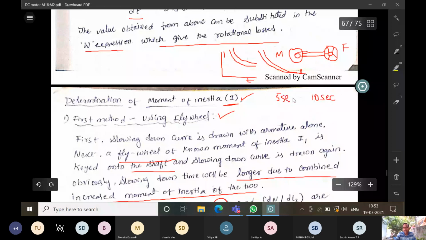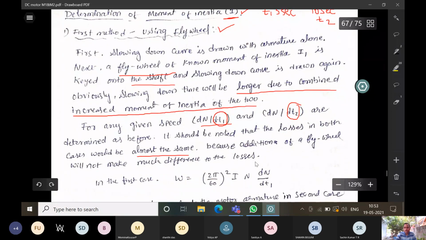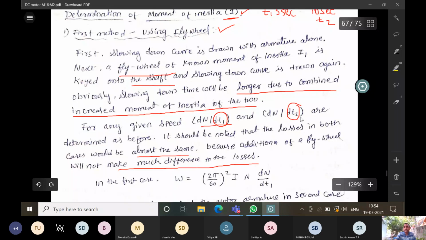Okay, the first 5 seconds is called t1, and 10 seconds is taken as t2, or dt2. So r is to be determined as before. It should be noted that the losses in both cases would be almost the same, because the addition of a flywheel will not make much difference to the losses. Losses do not change, it only takes longer, that's all.